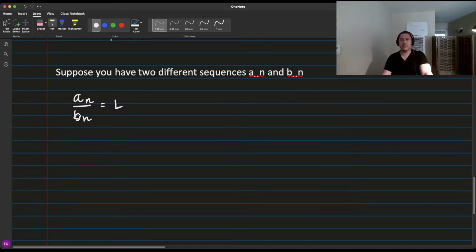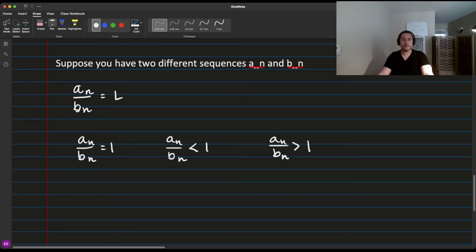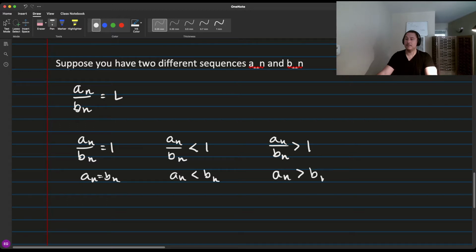Now there are basically three different possibilities here with this ratio. It could be that AN over BN is equal to 1, less than 1, or greater than 1. If AN over BN equals 1, that tells you that the terms of the sequence are exactly the same. If it is less than 1, that tells you that the ANs are less than BN. And if it is greater than 1, that tells you that AN is greater than BN. So you can start seeing that looking at the ratio of the terms of the sequence is very much like comparing the size of the sequence, just like what we did in the comparison test.